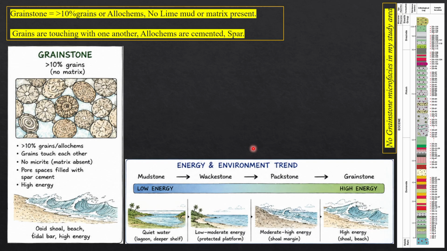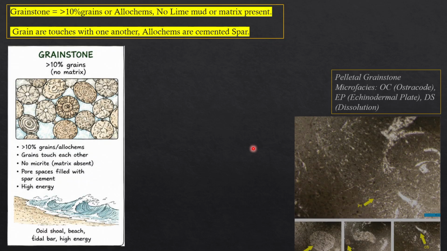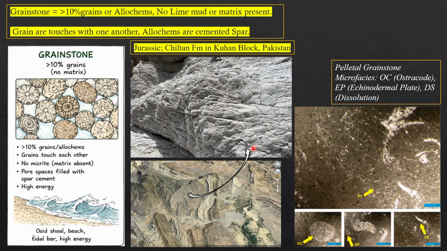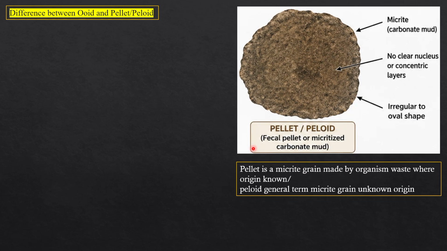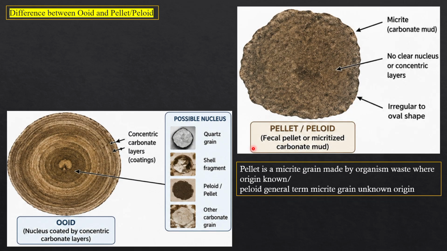In my area, the rocks are all siltstone and limestone in a low energy environment, so no grainstone. But in Pakistan we see grainstone in southern Pakistan, in the Chiltan Formation, in which you can see the pisoids and ooids. What is the difference between ooids and peloids? Peloids have a micrite outer part where the arrangement of the outer surface is not regular, but in ooids the outer surface arrangement is very regular, and the center is the nucleus, which contains quartz, shell fragments, peloids, or other carbonate grains.